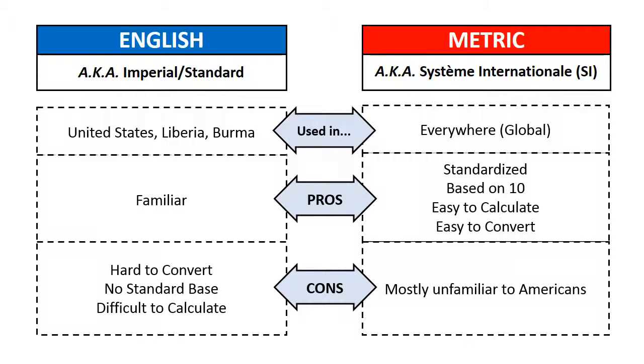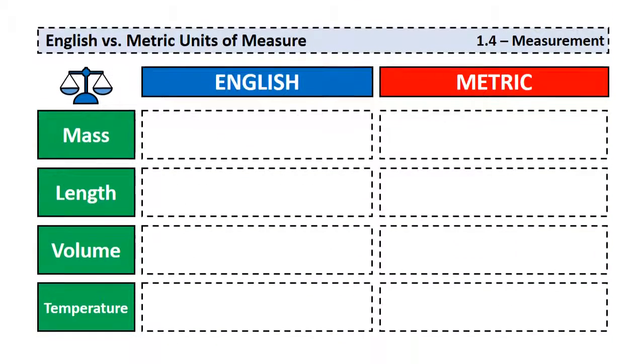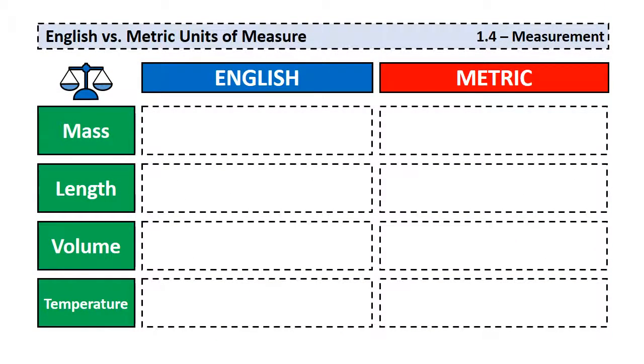The cons of the metric system right now are really just that it's mostly unfamiliar for us Americans. We're just not used to using it. If I tell you how far away something is in kilometers or meters, it just doesn't mean that much to you. All right, now, to further emphasize these differences, let's take a look at some of the units of measure in each.